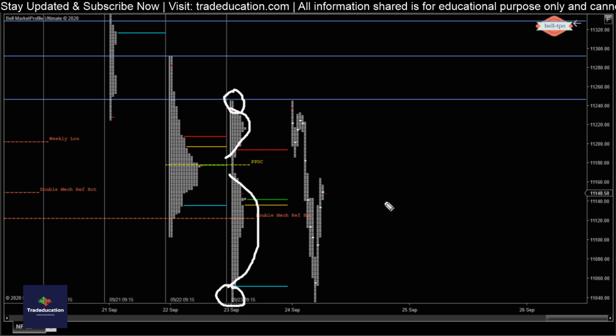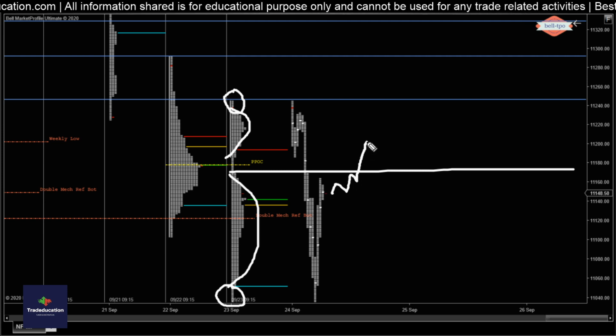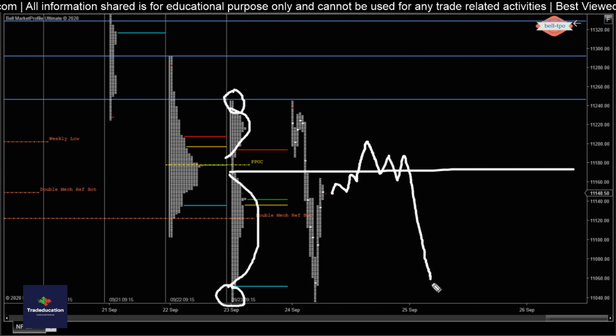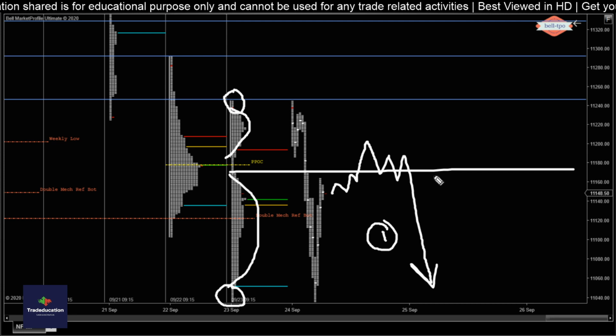So what I'm expecting is the auction to open, and the reference will be this single print zone. If the auction opens around yesterday's close, I'm expecting some sort of rejection, and then further continuation to the downside. Okay, this is the first auction development path.